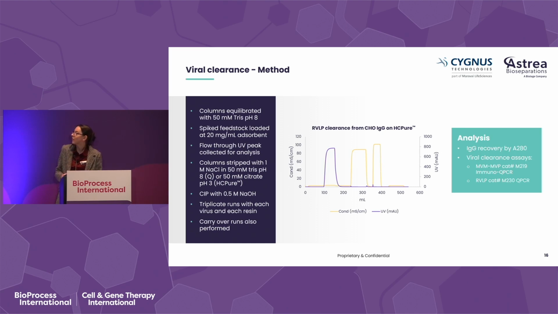So you can see just as an example of the chromatogram, most of the product is in the flow-through, and then we stripped the columns with 1 molar salt in either pH 8 for the Q or pH 3 for the HC Pure. We stripped the HC Pure with high salt and low pH because of the multiple binding modes that it has. And then we regenerated the columns with 0.5 molar sodium chloride between each run. So they ran the carryover runs as well, and there wasn't any carryover between each of those runs, so that was good for us to establish that we can use these methods later on.